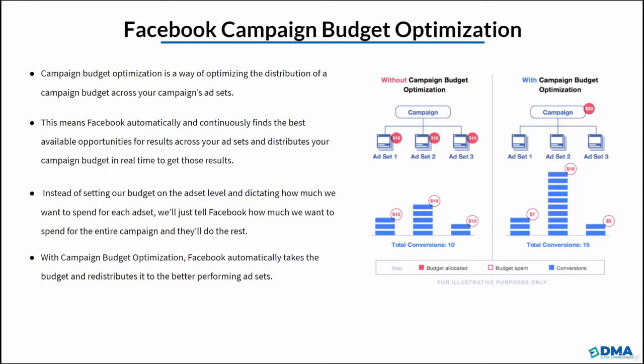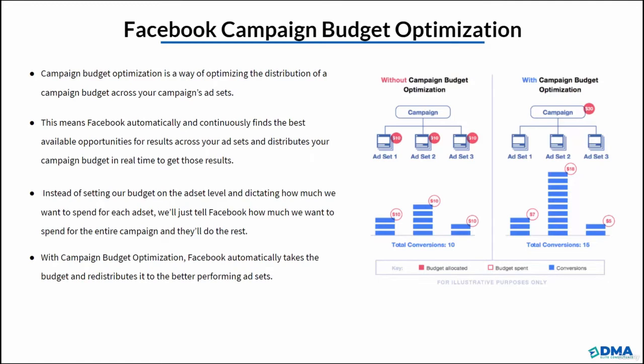So if we look at the image to the right, we can see that we have one campaign that is being run without the campaign budget optimization, and the other campaign is being run with campaign budget optimization. What you'll notice is that in the first one, we have $10 a day for the ad set, and we have 3 different ad sets. Facebook is only putting $10 a day to each ad set, and inevitably, some ad sets are going to get more results for that $10 and some are going to get less results for that $10, right?